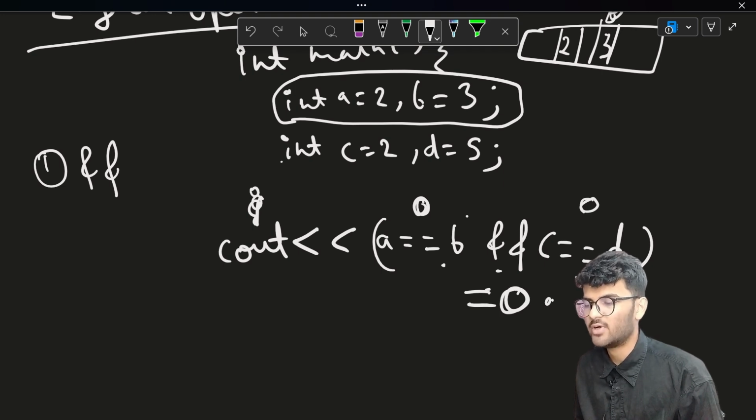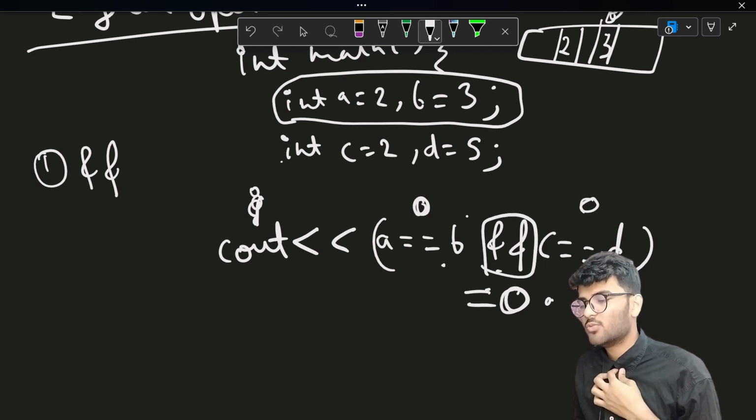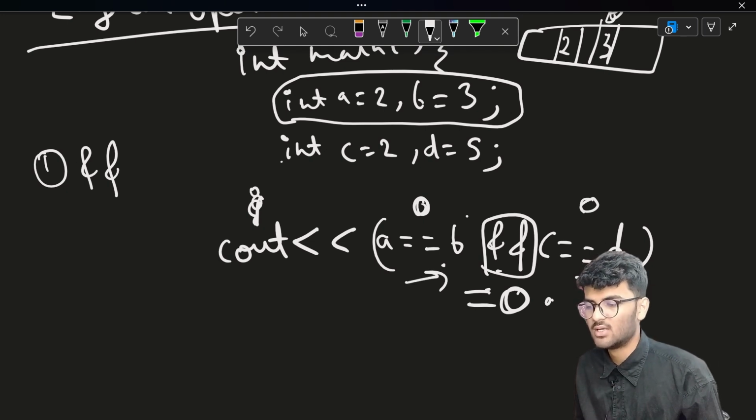So this is the AND operator, where you have to check whether both conditions are true or not. Where you have many conditions to check, you will use this AND operator, right?